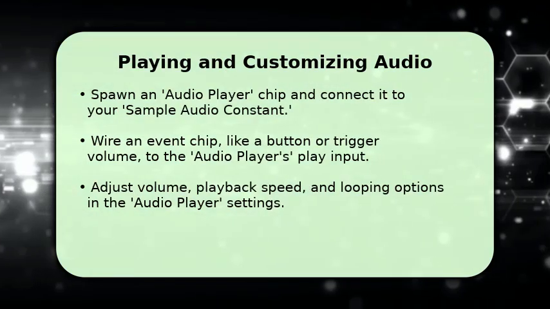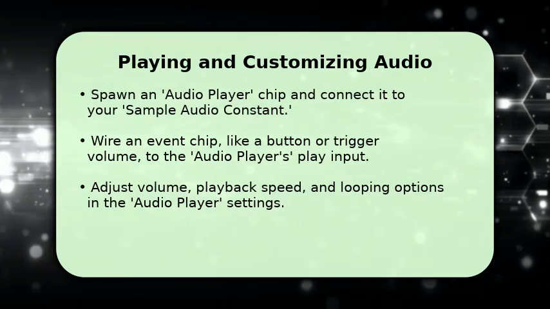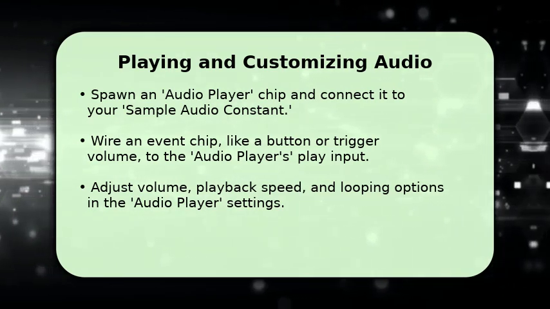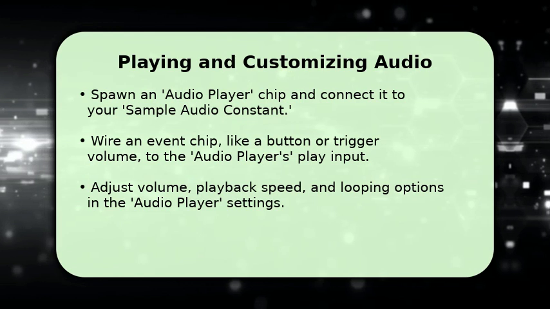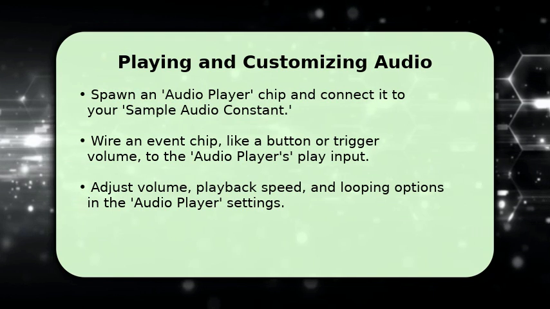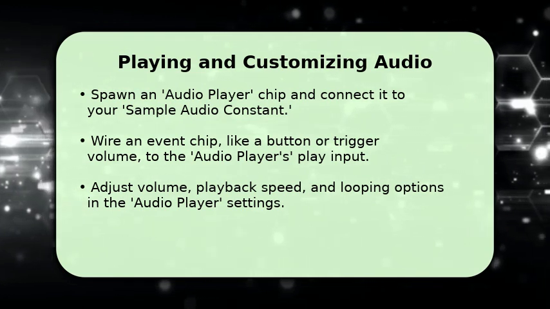To make your recorded audio play, you will need an audio player chip. Spawn one and connect its yellow audio output to the sample audio constant's yellow audio input. Next, wire an event chip, such as a button or a trigger volume, to the audio player's play input.